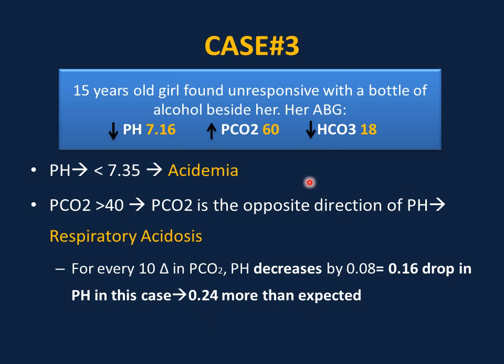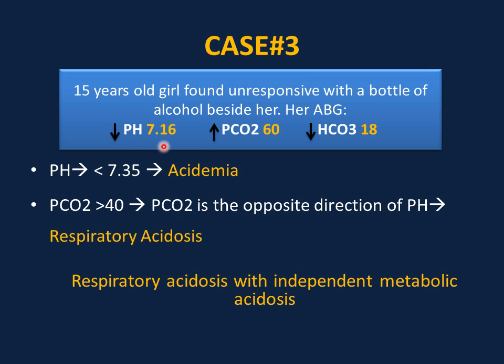So this patient is having a separate metabolic acidosis beside the respiratory acidosis. So the diagnosis here is respiratory acidosis with independent or separate metabolic acidosis. So again, the pH here is low and the PCO2 is high. This is a case of respiratory acidosis, but the bicarb compensation here is not appropriate. So here it is acidotic instead of being alkalotic. So this patient is having independent metabolic acidosis. So respiratory acidosis with separate metabolic acidosis as well. And this is expected in this case.